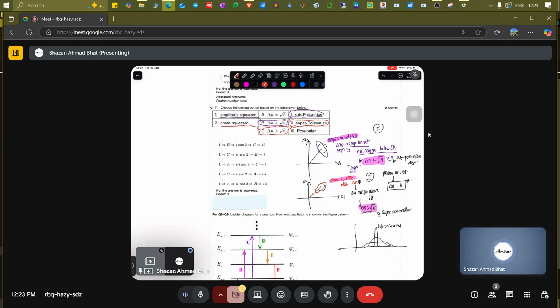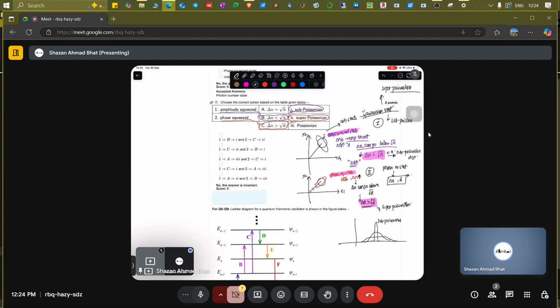The Poissonian one is automatic, because earlier you started with the black one, which is basically a coherent state, and that automatically follows Poissonian statistics. So you only have two options. You can either go below Poissonian statistics, which is sub-Poissonian, or you can go above it, which is super-Poissonian. Those are the only options which are possible.